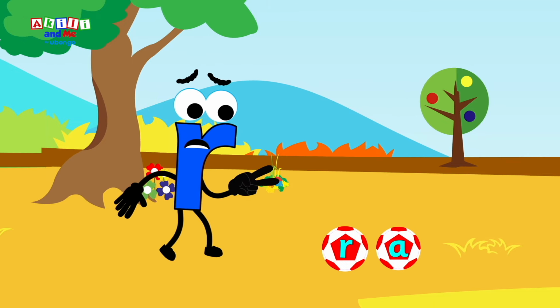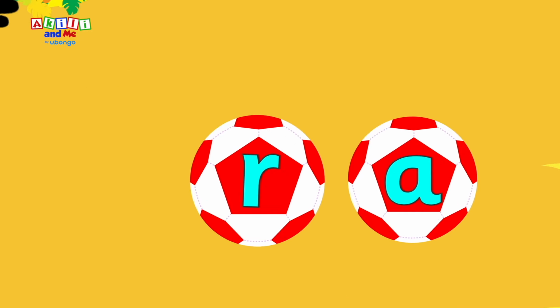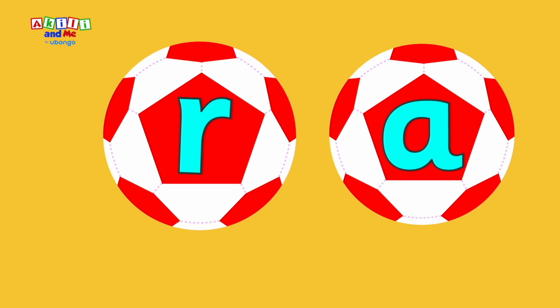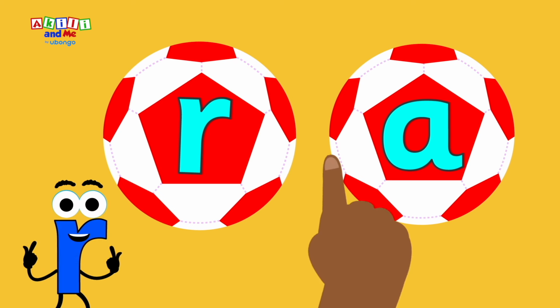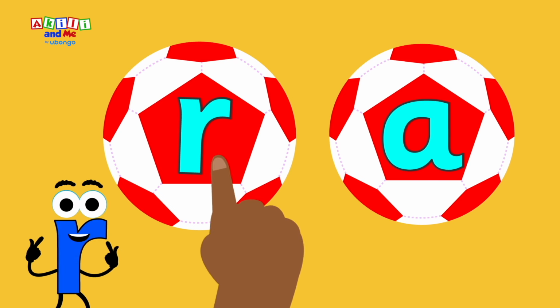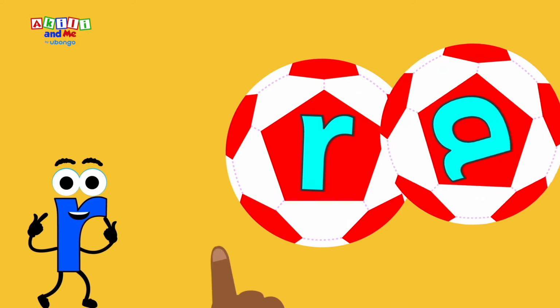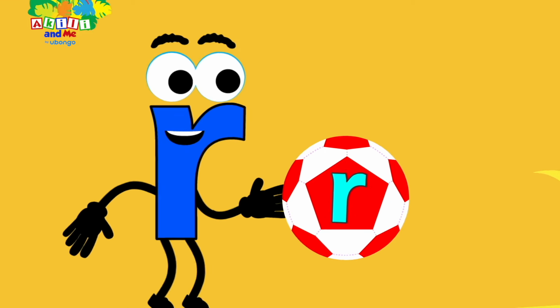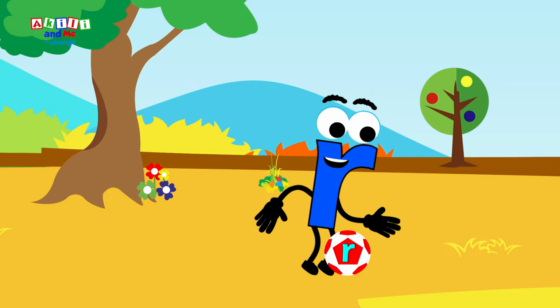Look, there are two balls here. Which one is your ball, letter R? Rah, rah, rah. Kids, can you help letter R to find his ball? Point at the ball with the letter R on. That one! Great job! You found the letter R ball for letter R.